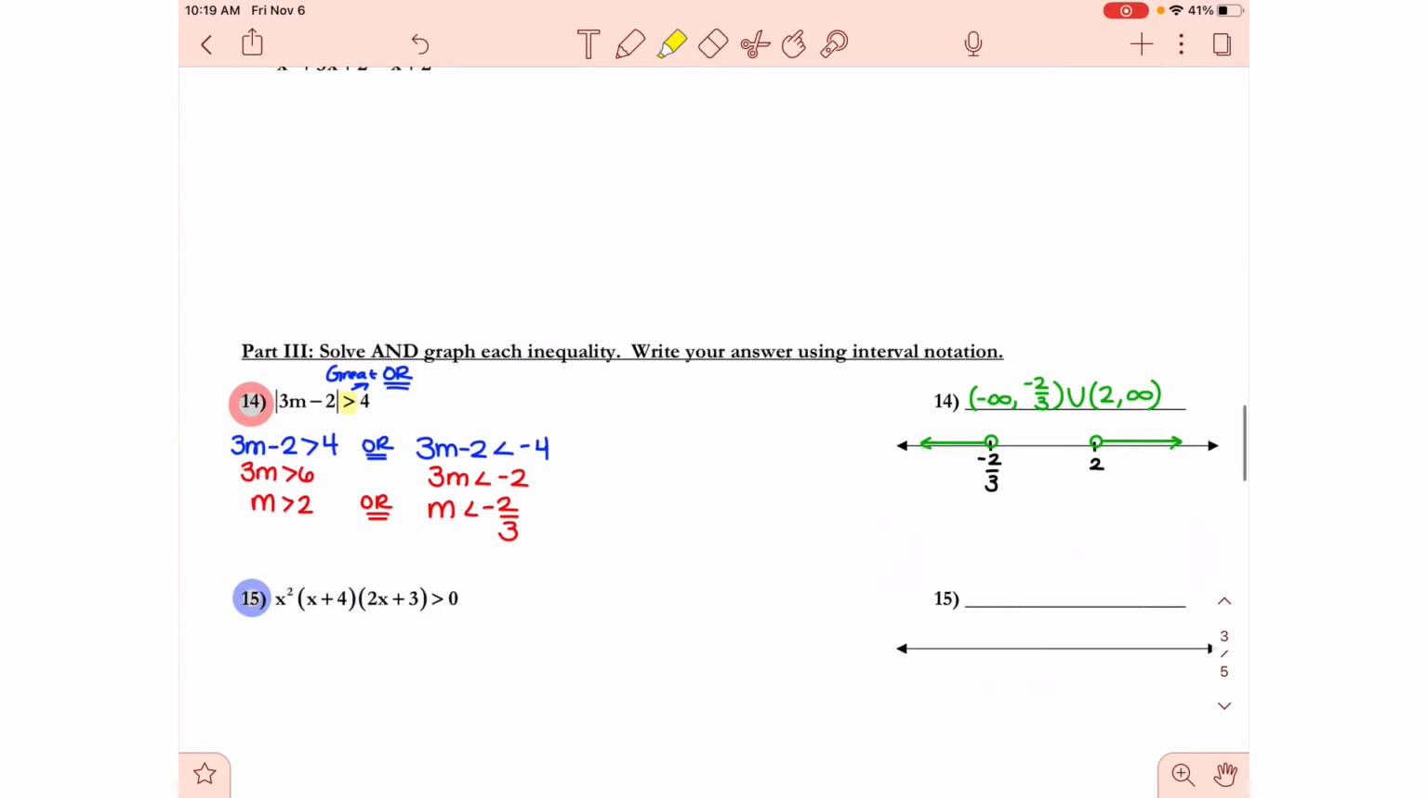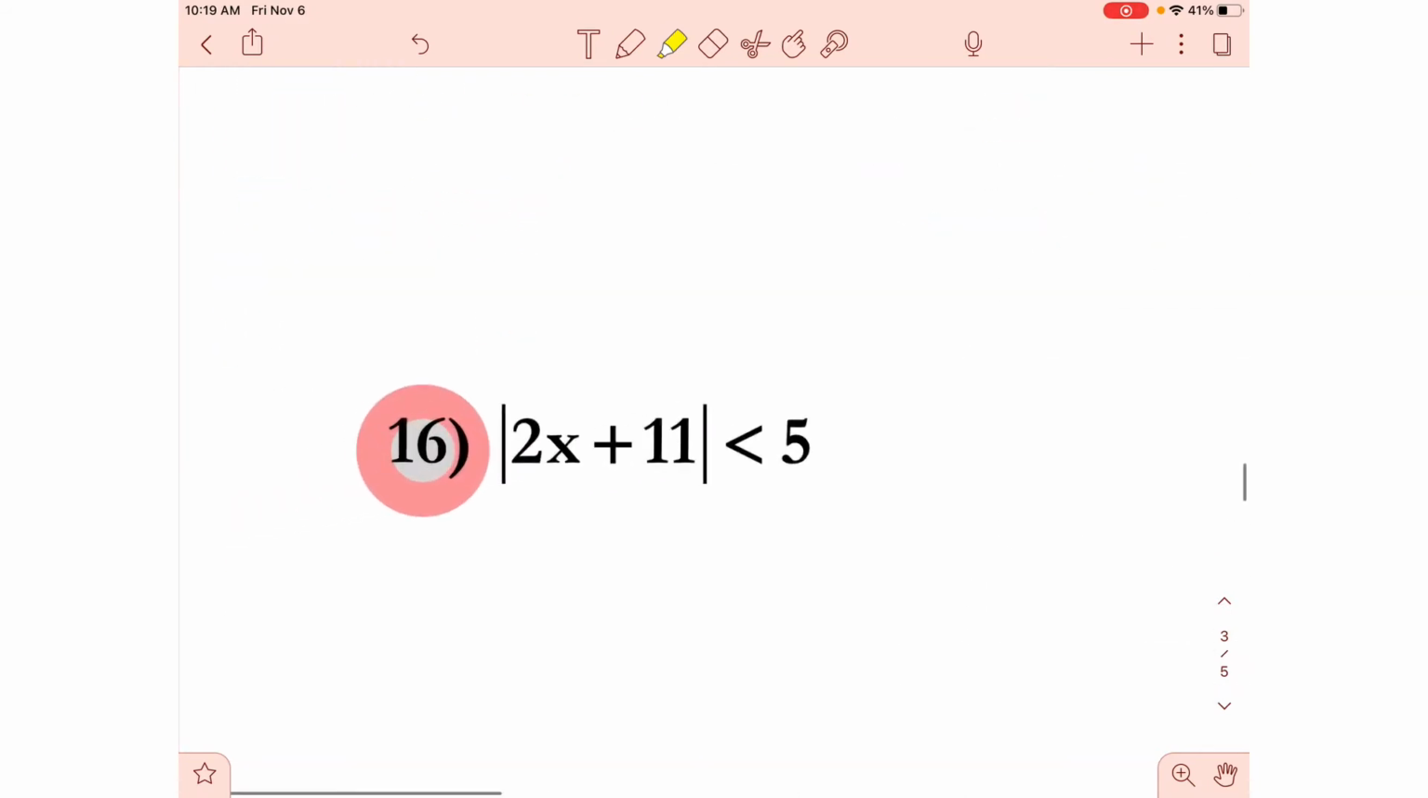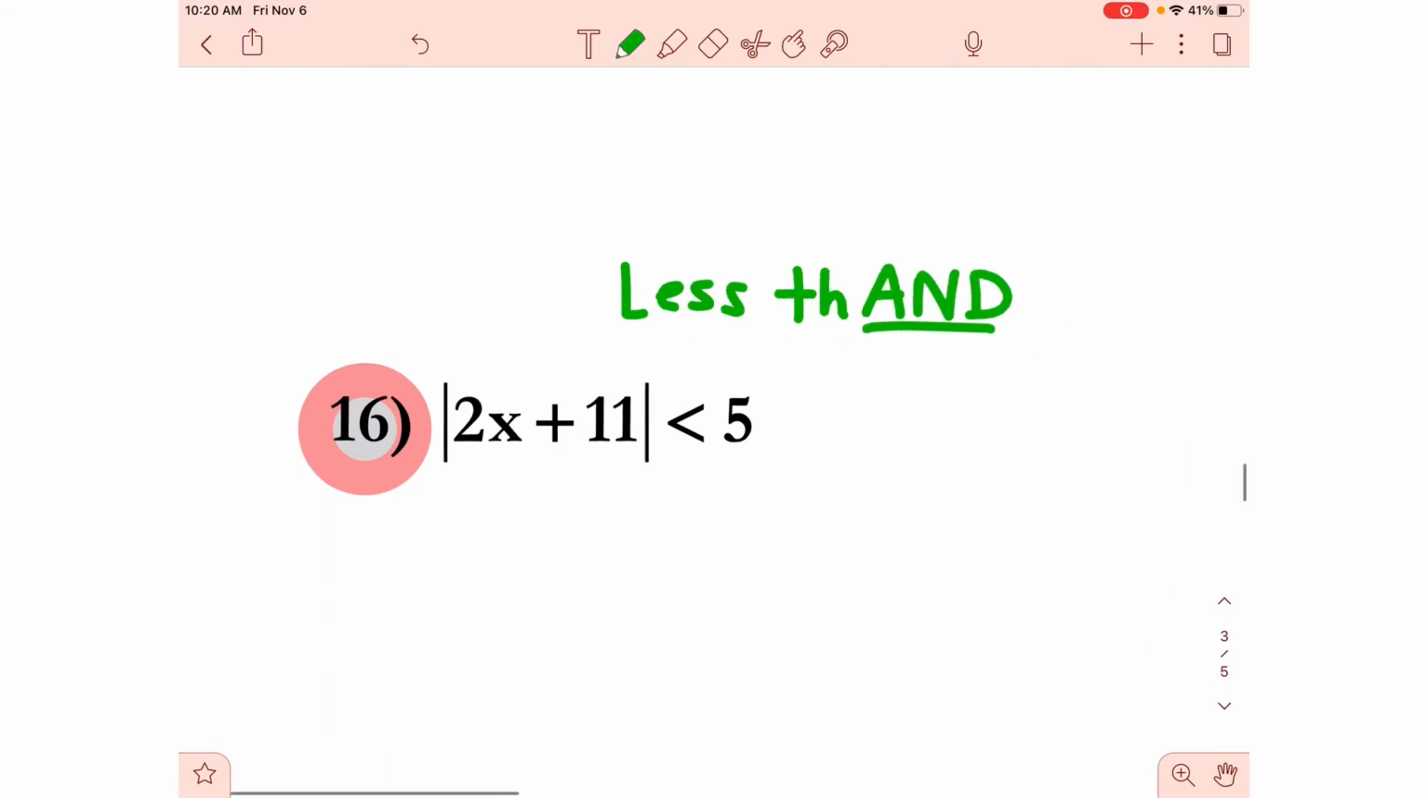So that is a greater than problem. Let's do a less than problem, like number 16. Number 16 is 2x plus 11 is less than 5. And I like to say less than, because it's an "and" problem.